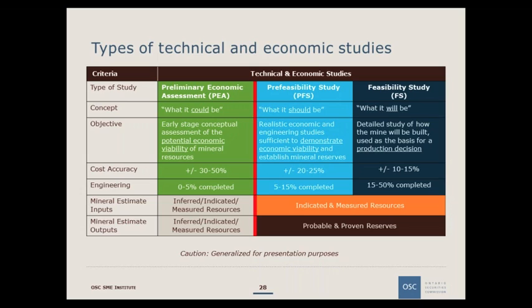So with a PEA, you're generally looking at cost accuracies in the neighborhood of plus or minus 30 to 50%. Generally, it's bare bones engineering, perhaps 5% of the total engineering on a project. And the mineral estimate input is the same as the mineral estimate output. You put in mineral resources, and what you get out are still mineral resources. They're not mineral reserves.